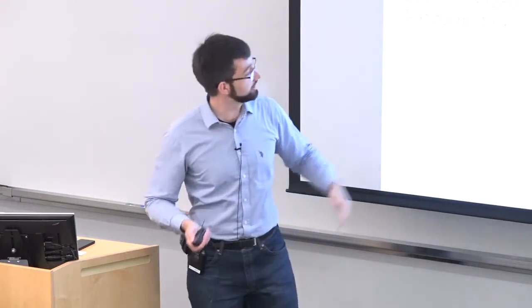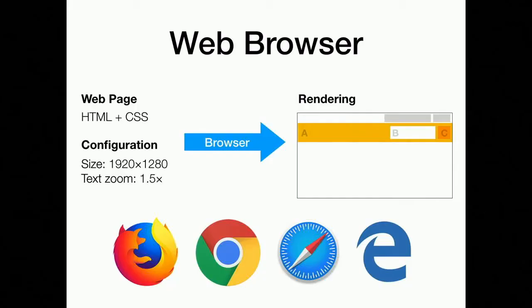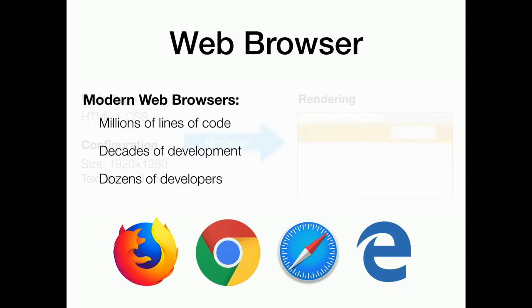There are lots of them. I suppose, given that this said Microsoft, I should have put Edge at the very left, but so it is. But lots of web browsers exist. Unfortunately, developing a web browser is an enormous amount of work. Every web browser is several million lines of code. They've all been in development for decades at this point. There are dozens of developers working on each of them.